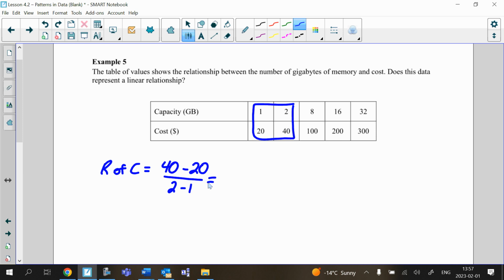The rate of change of this is the second dependent, 100, minus the first, 40, over the second independent, 8, minus the first, 2. And that gives us 60 over 6, which is 10. That's a different rate of change, which no longer makes it linear. So I can stop. I don't have to go any further because it doesn't matter. It is not linear.